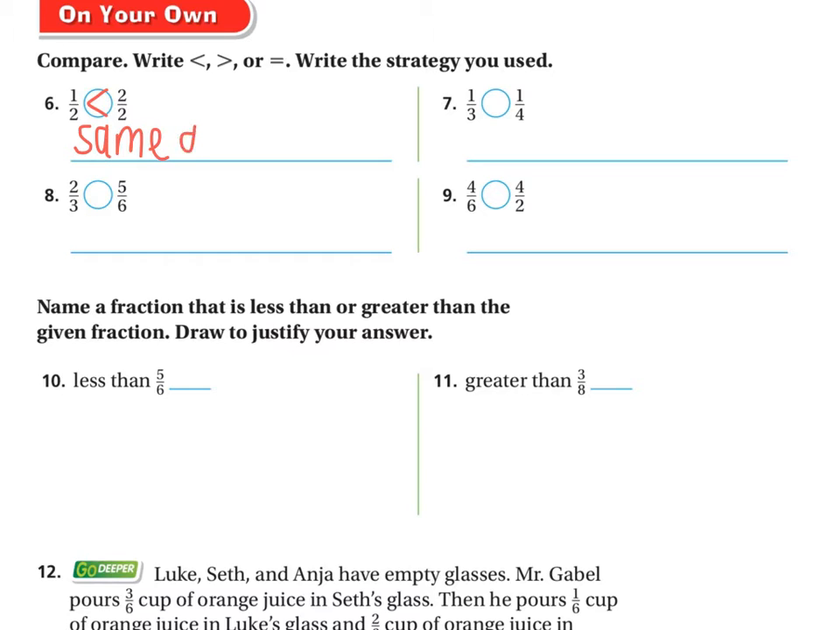Now that doesn't mean that you could not have used something different, like the butterfly method, or fraction tiles, or drawing a model. All of those are equally as good, but for me, I think the most obvious one was same denominator. Your strategy might be slightly different. That's okay. As long as you got that less than sign, that's all we're after.